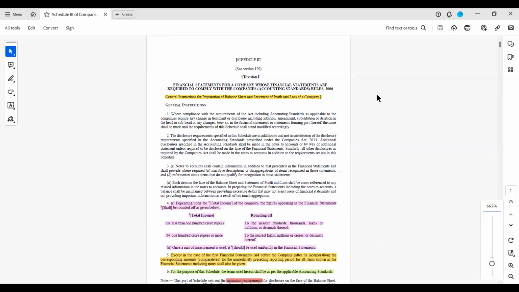Less than 100 crore total income, there are two columns. Total income less than 100 crore rupees, rounding off to the nearest hundreds, thousands, lakhs or millions or decimals thereof. If more than 100 crore, then it should be nearest lakhs, millions or crores or decimals thereof.